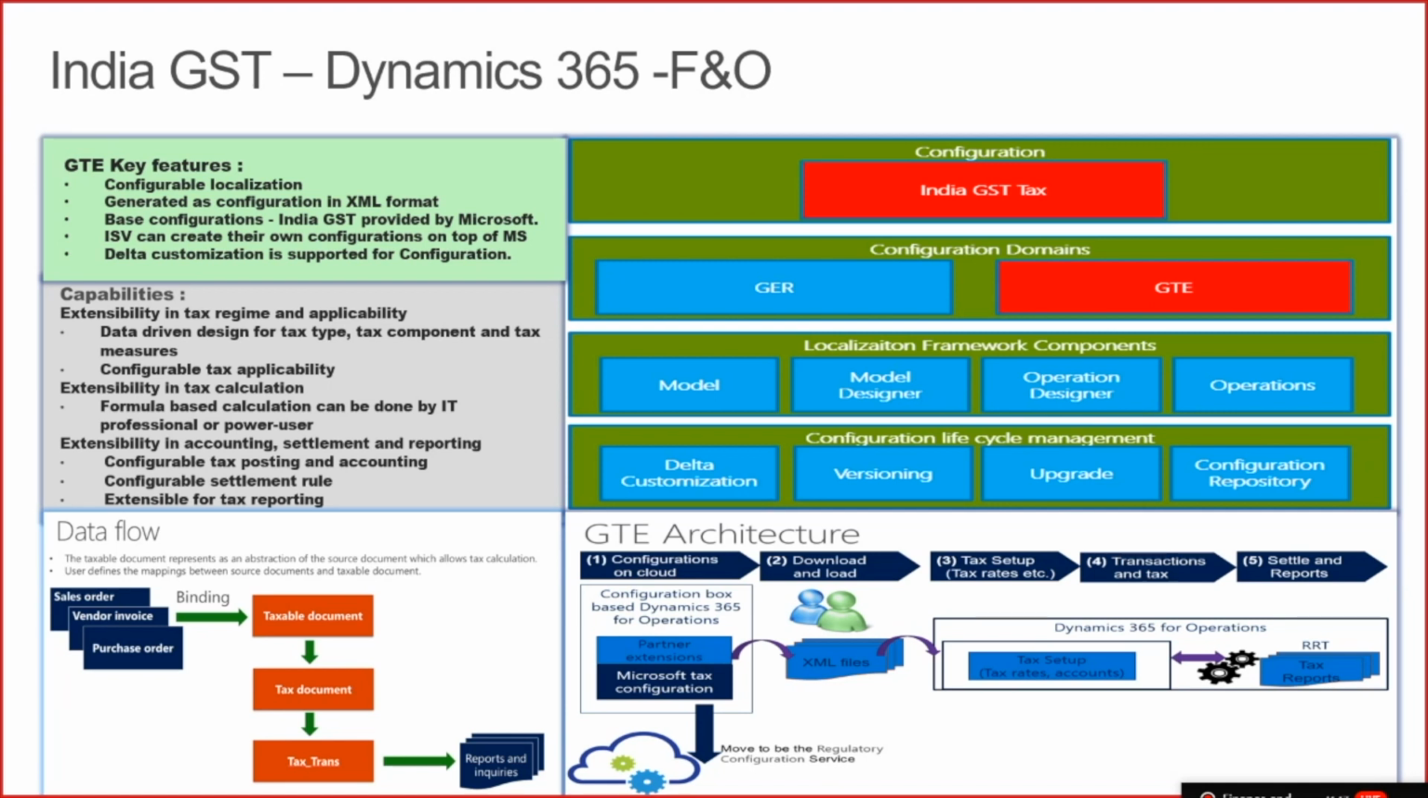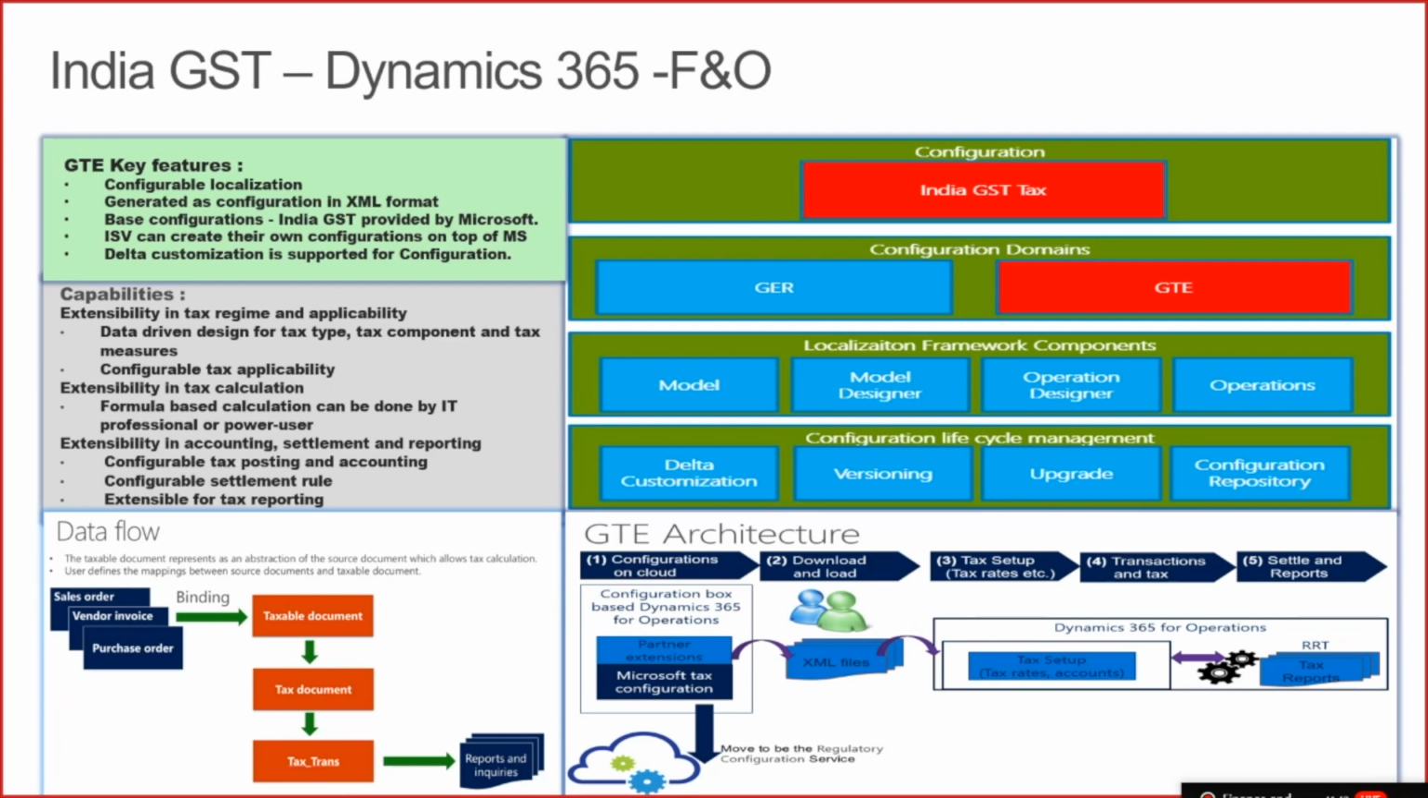Next is the data flow. On the slide you can see the tax document. There is a source document, like a sales order or vendor invoice, that you bind with the taxable document. You have seen the taxable document. The taxable document is a document which reads the data from the source document. The source documents have different tables, so the taxable document actually reads the data from the source document.